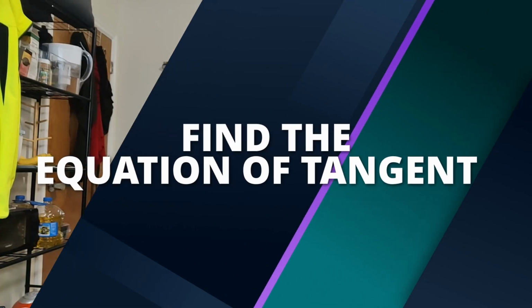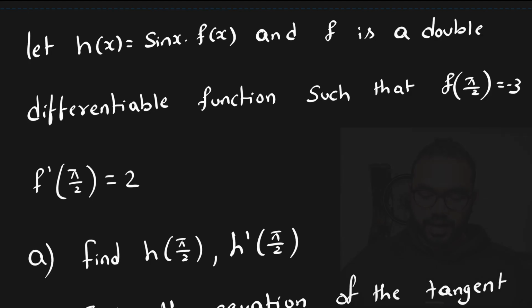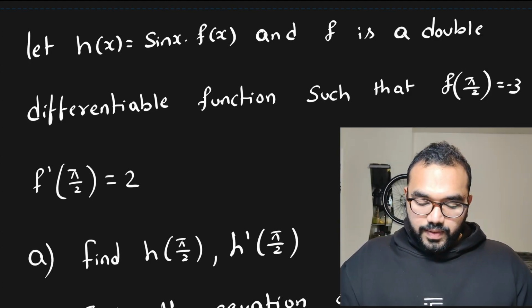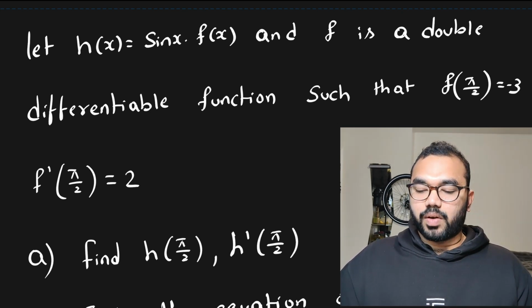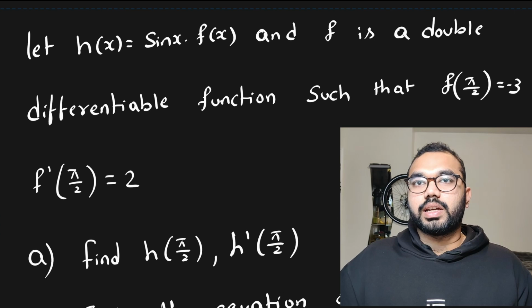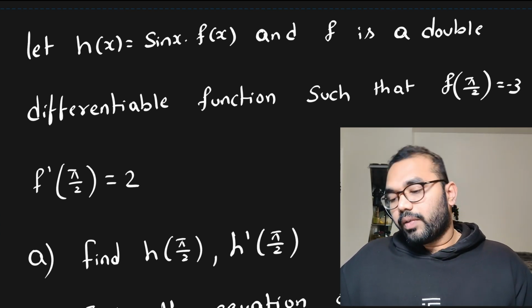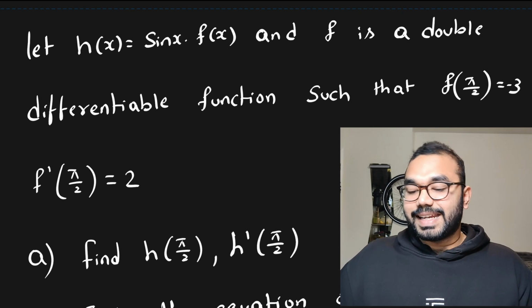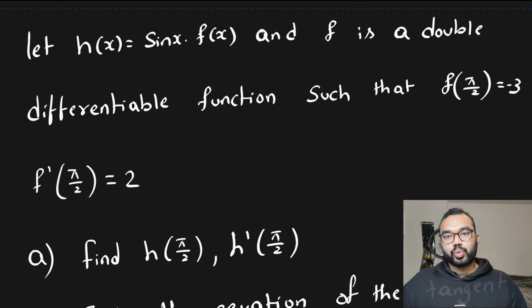In this video, we're going to talk about how to find the equation of a tangent to the curve equation. So let's read the question. Let h of x equal sin x times f of x, and f is a double differentiable function. That means you can differentiate f twice. Perfect.